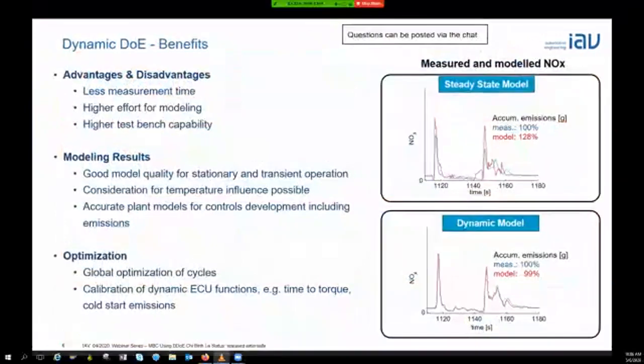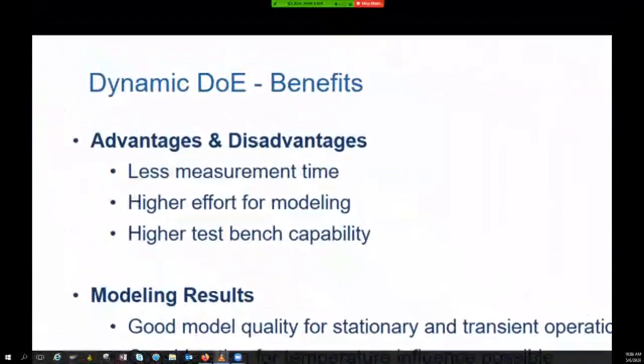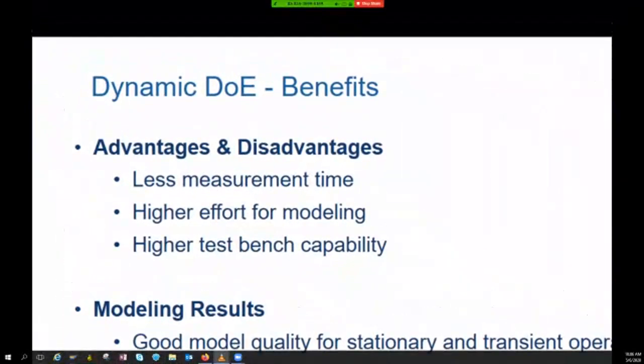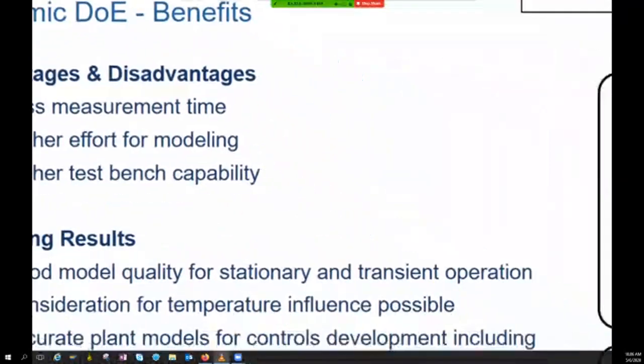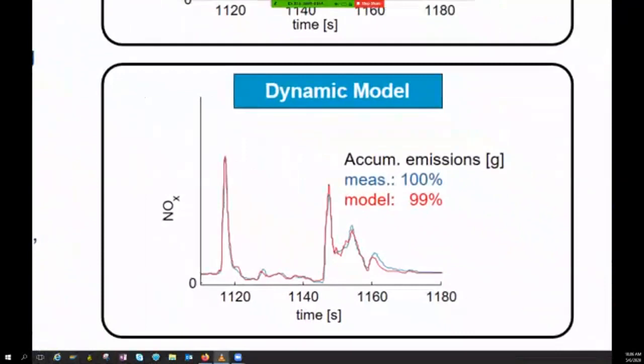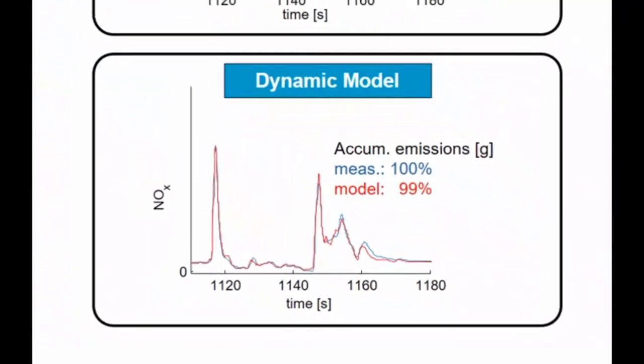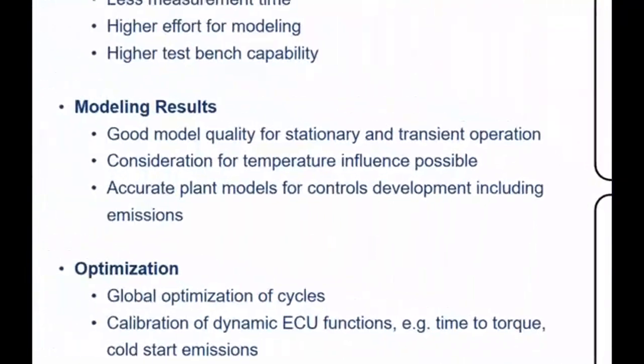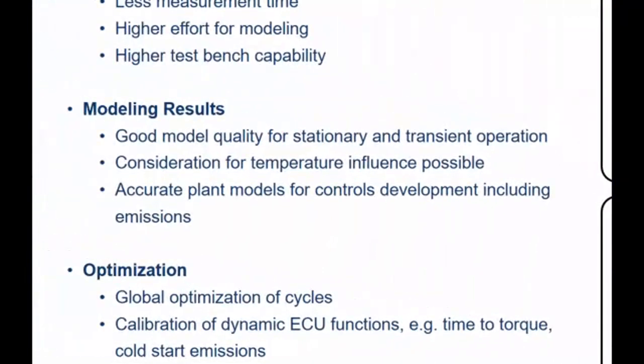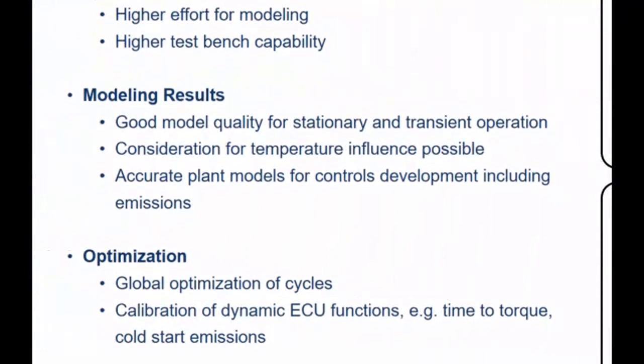The advantage of the dynamic model is less measurement time, although the trade-off is a higher degree of upfront modeling and a higher demand on the test bench. The resultant model is of high quality for both steady-state and transient operation. If included in the test plan, the temperature influence, such as cold start emissions, is also possible. And since the model accurately represents the engine, it can serve as a plant model for controls development.